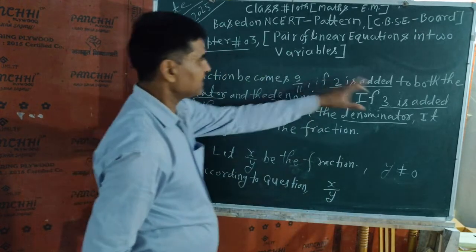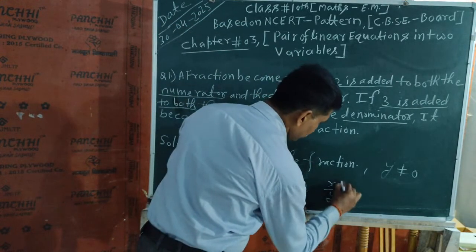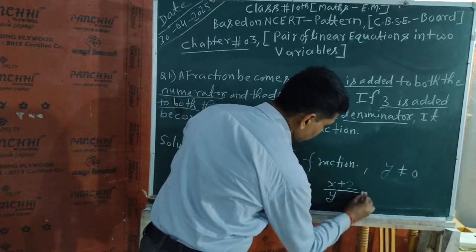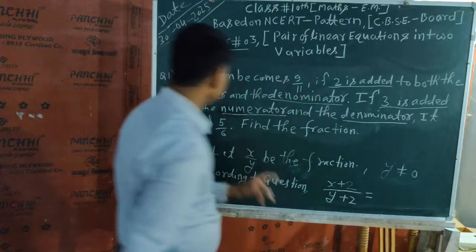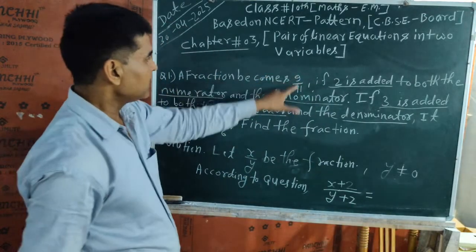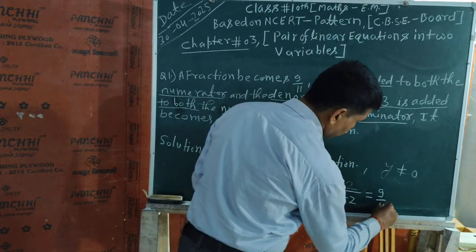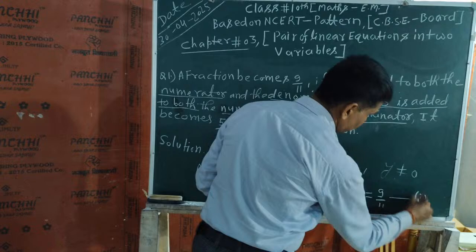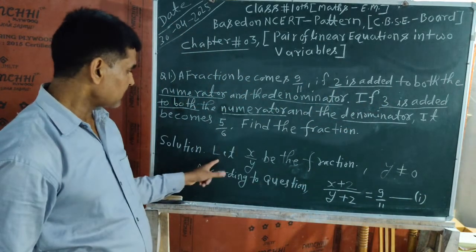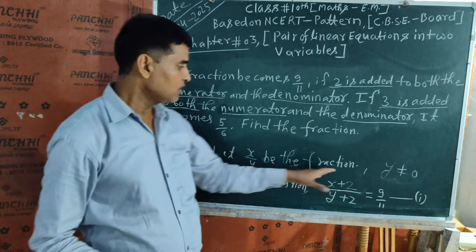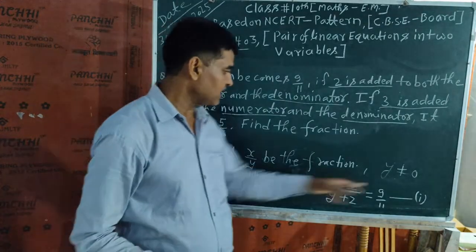that the fraction is x divided by y. Here 2 is added to both numerator and denominator. So in the numerator I am going to write 2, and in the denominator I am also going to write 2. So that will become 9 by 11. So here I am going to write 9 by 11. I will say this is condition number 1. As per the given information I have written here, let x divided by y be the fraction. I have assumed here, but here I am going to write one condition, y cannot be 0.